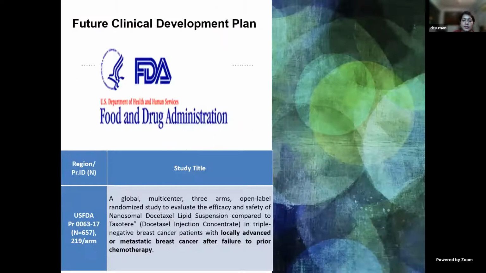They've used this successfully. So this is a future program which is being developed, a future study, a global multicentric 3-arm open-label safety study to look at the efficacy and safety of this drug in triple-negative breast cancer with locally advanced or metastatic breast cancer after the failure of prior chemotherapy.